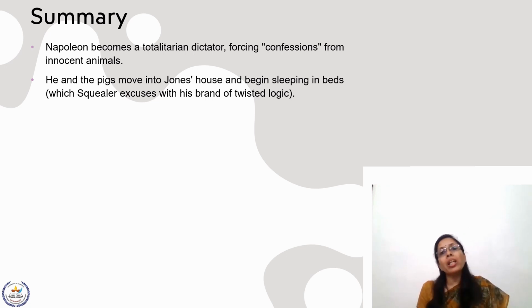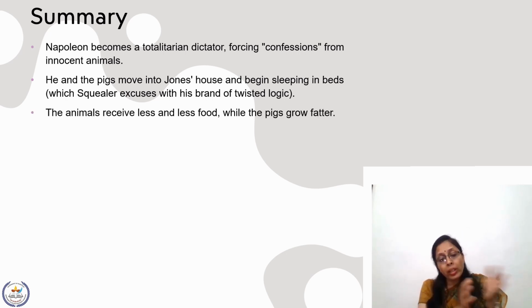And Squealer, again, comes to the rescue of Napoleon every time. He would convince the animals that since pigs are working so hard, they manage the whole farm, they plan all the things, their labor is greater than the labor of animals, and that is why they need more comforts, they need more food, and all the animals are convinced. And on the other hand, the animals receive less and less food. The pigs are growing fatter, but all the animals are growing weaker because they don't get enough food to eat. And there is a point in the novella when the animals are getting even less food than they used to get while Mr. Jones was there.